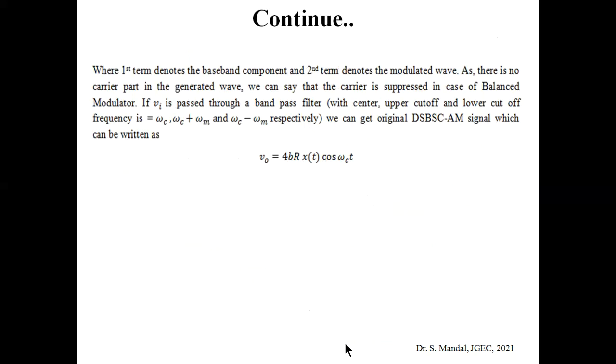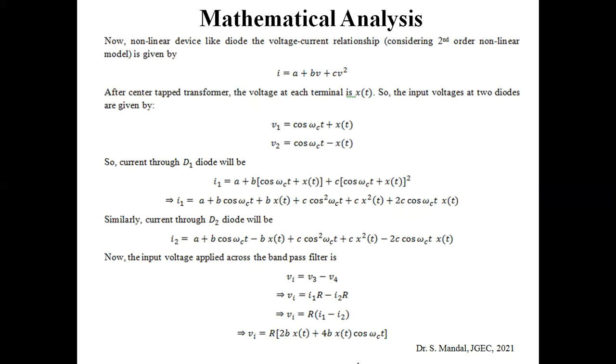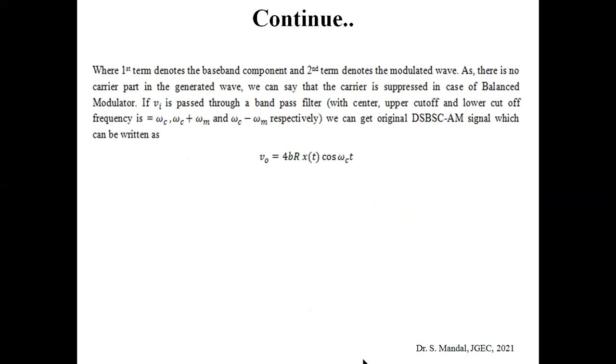Okay. Now again, if this signal is passed through the corresponding LC circuit or bandpass filter, whose center frequency is omega c, whose upper cutoff frequency is omega c plus omega m, and lower cutoff frequency is omega c minus omega m, obviously we get only the term associated with the sideband, and ultimately the output of the bandpass filter will be nothing but 4 into b r into xt into cos omega ct. So here you can see that there is no separate carrier frequency term in this equation. So obviously, this is the DSB-SC signal where the carrier term is suppressed.